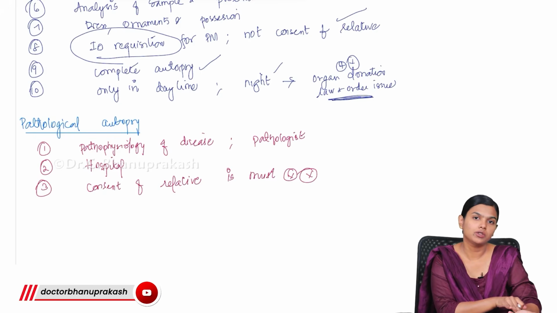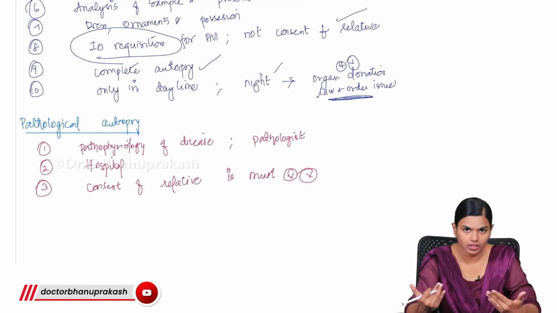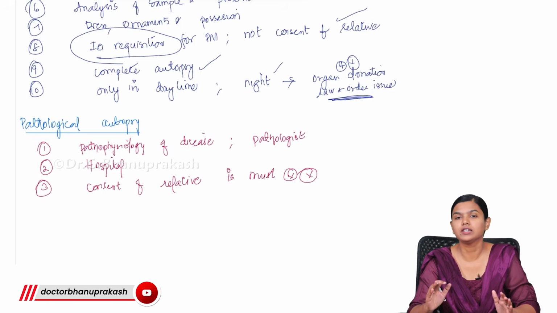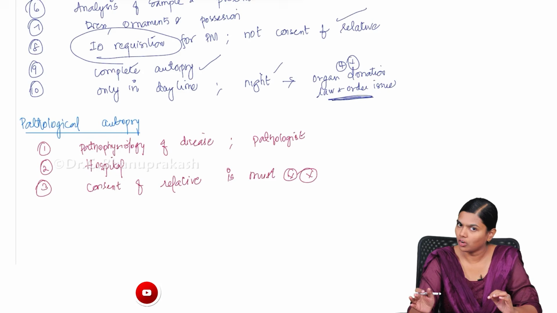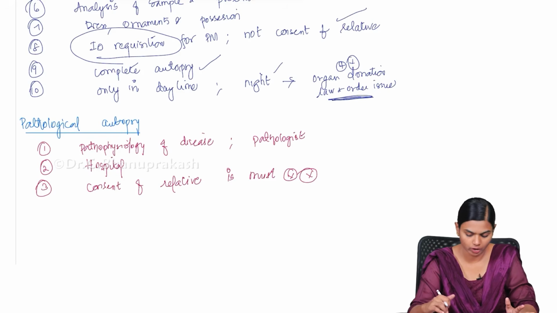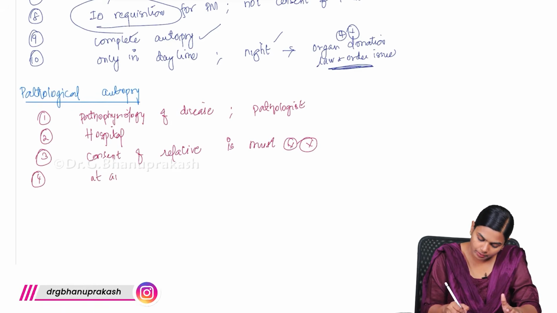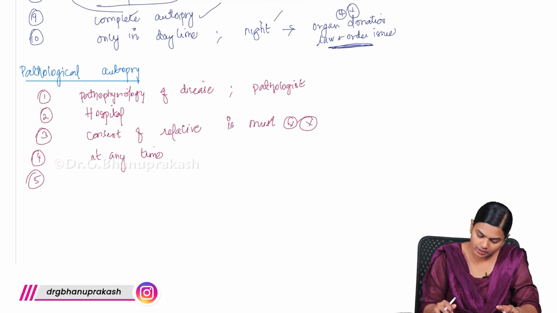In medico-legal autopsy, all you needed was the PM requisition from the investigating officer. But here in pathological autopsy, consent is a must. Without consent, you cannot proceed to do pathological autopsy. And this autopsy can be done at any time. And this can be an incomplete autopsy also.